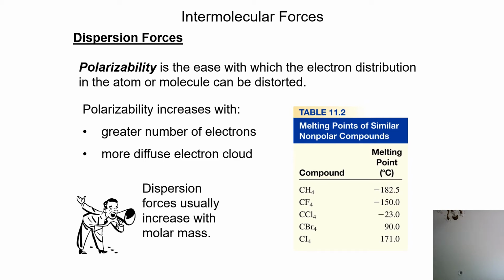And that trend is observed here in this table from your text, where the first compound here is methane. It has a melting point of minus 182.5. And as we change the terminal atoms that are bonded to these carbons, they are increasing in size. And we see an increase in melting points as those molecules get bigger and those dispersion forces get stronger.